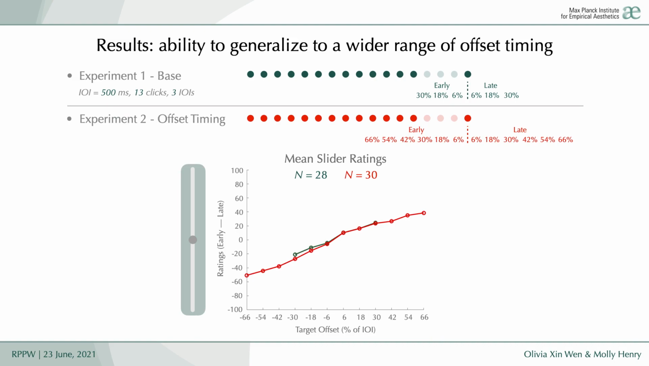Slider ratings overlapped with the base experiment and linearly extended in both directions for expanded target offsets. It seems that the slider ratings were roughly proportional to the target offsets, suggesting that participants mentally mapped one IOI to each half of the slider.